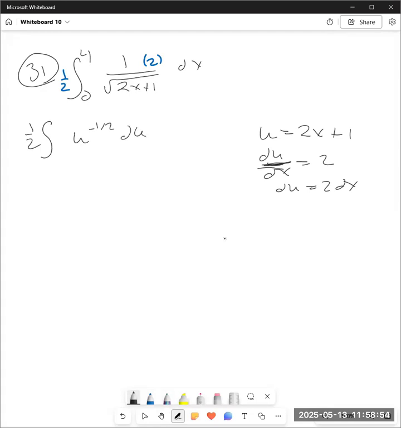Switching to u's, 2 times 0 is 0, plus 1 is 1. 2 times 4 is 8, plus 1 is 9. Changing my boundaries to be limits on u. So this is 1/2 u to the +1/2 times the reciprocal of 1/2, which is 2. So evaluate that from 1 to 9. These make a 1. This is 9 to the 1/2 minus 1 to the 1/2. 3 minus 1 is 2.